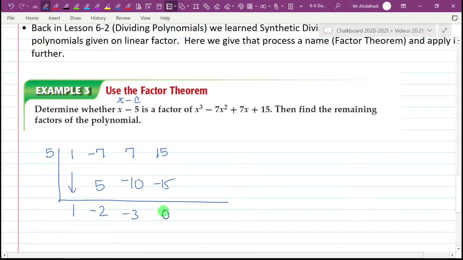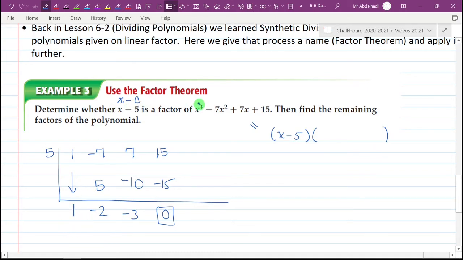And you can see there's your 0 as expected, because we were told, well, actually, no, we weren't told. We were asked, is this a factor? Determine whether this is a factor or not. And then they said, find the remaining factors. So the only way to do that is if this is a factor. So in a way, they kind of told us it was. Okay, so we know now the factorization of this is x minus 5 times something. And that something is what we get when we do the synthetic division.